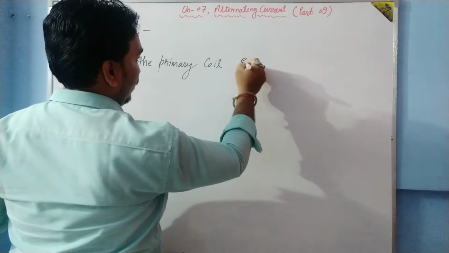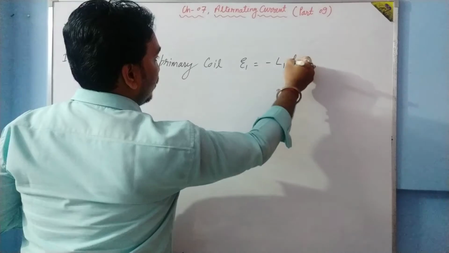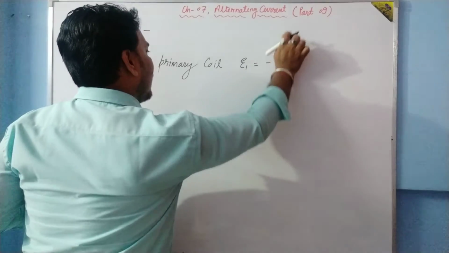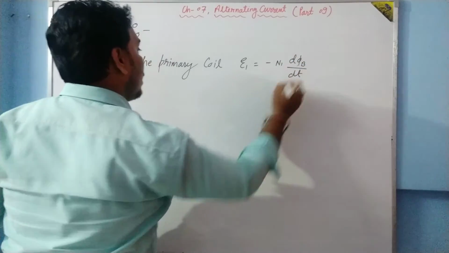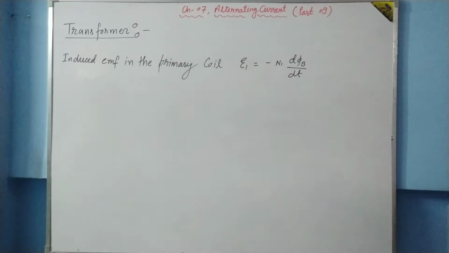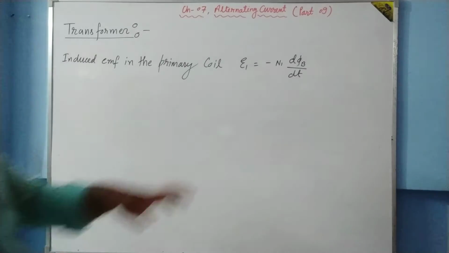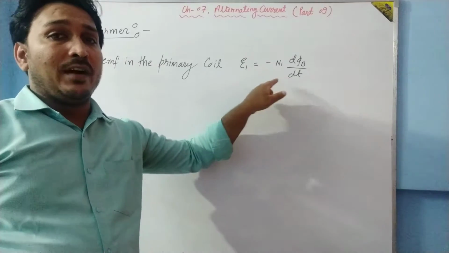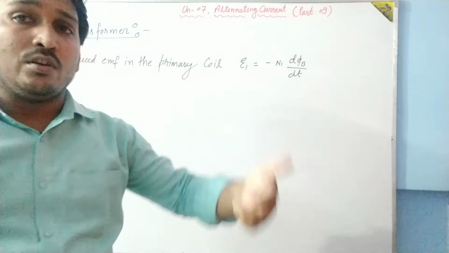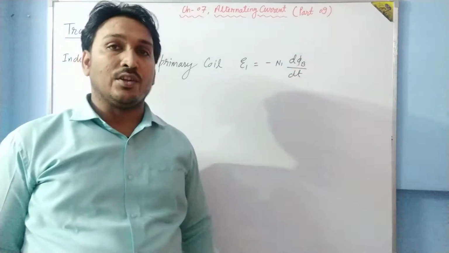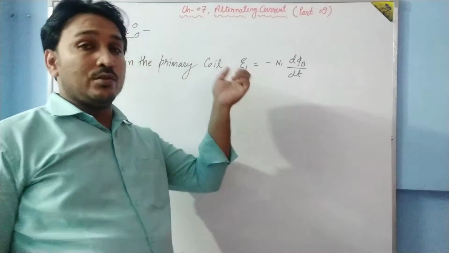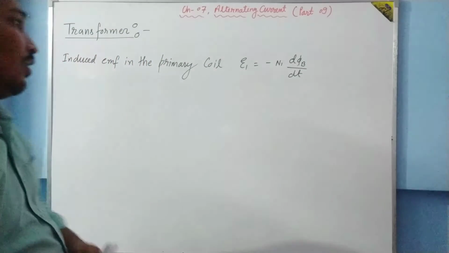So it is given by E1 is equal to minus N1 dφB by dt. I am not using the equation E is equal to minus L di by dt because EMF will be induced due to self-induction as well as mutual induction also. And that's why I am taking E is equal to minus dφB by dt. Why have I used N? Because the number of turns also matters. More the number of turns, more the flux linkage. And this EMF will be induced due to self as well as mutual induction.